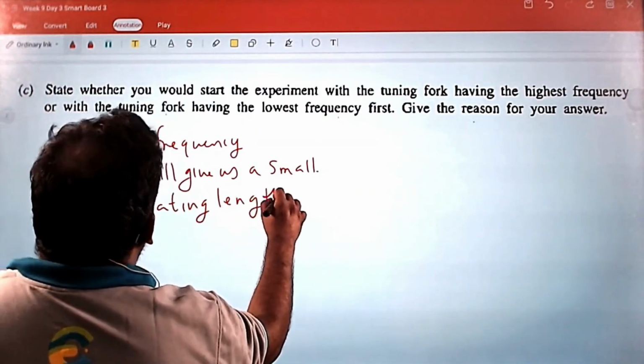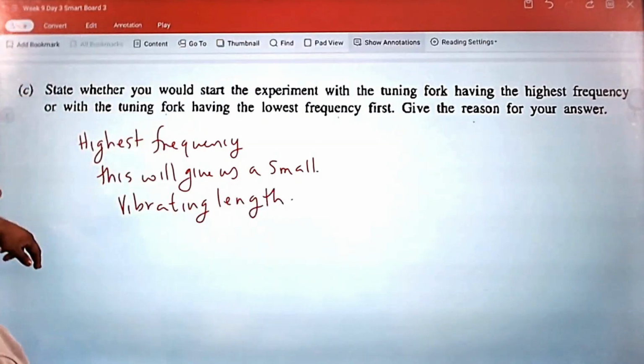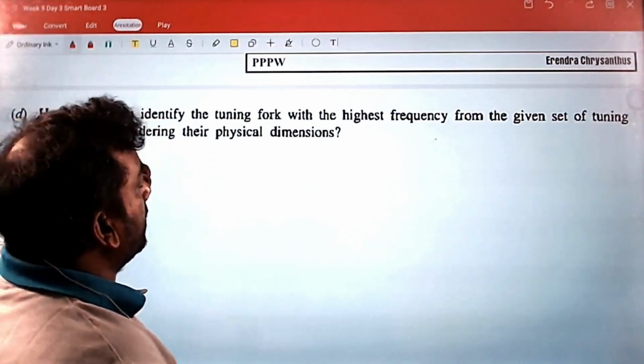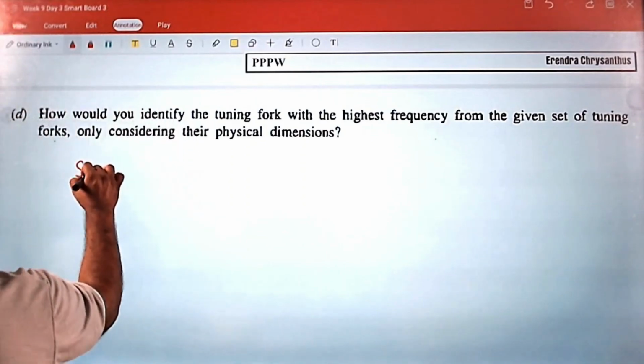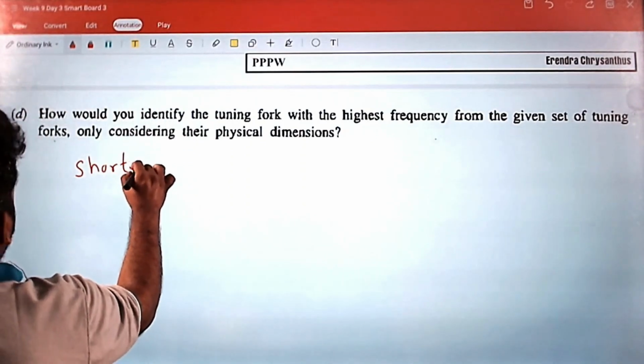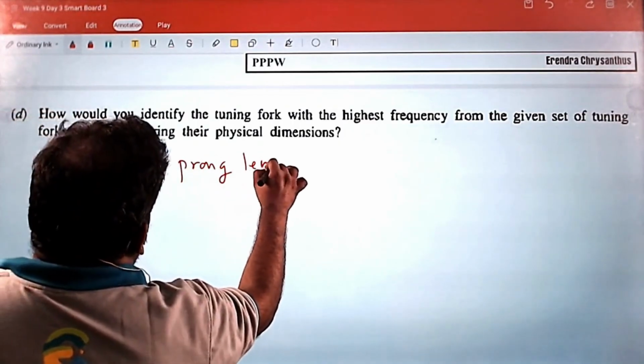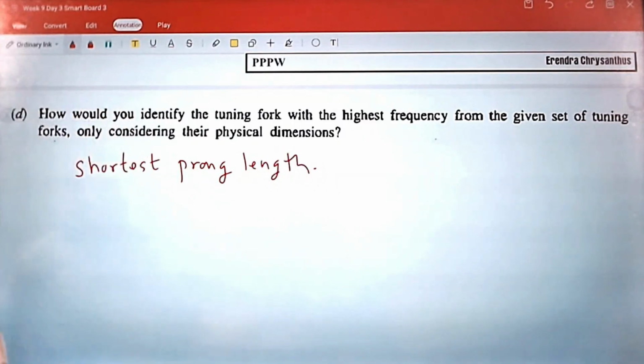This will give us a small vibrating wave. How would you identify the tuning fork with the highest frequency? The tuning fork having the shortest prong length. Shortest prong length has the highest frequency.